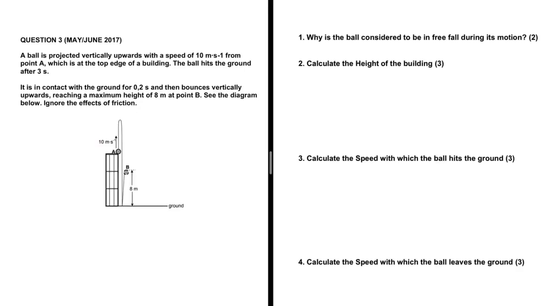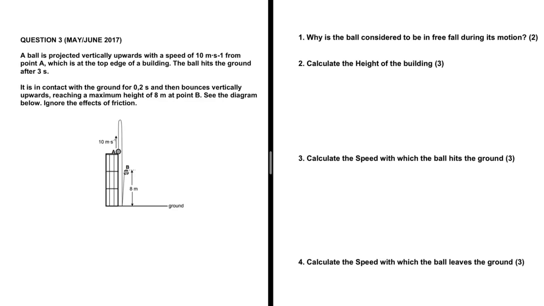The velocity time graph we are asked to sketch in this problem is a thing of beauty. Stick around so I can show you what I'm talking about. The first question, why is the ball considered to be in free fall during its motion? Let's go through the question statement and figure out what's going on.